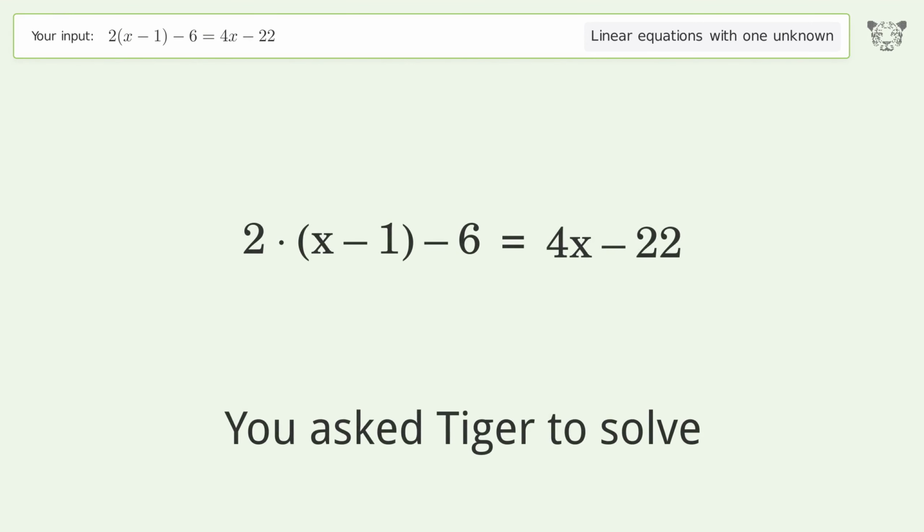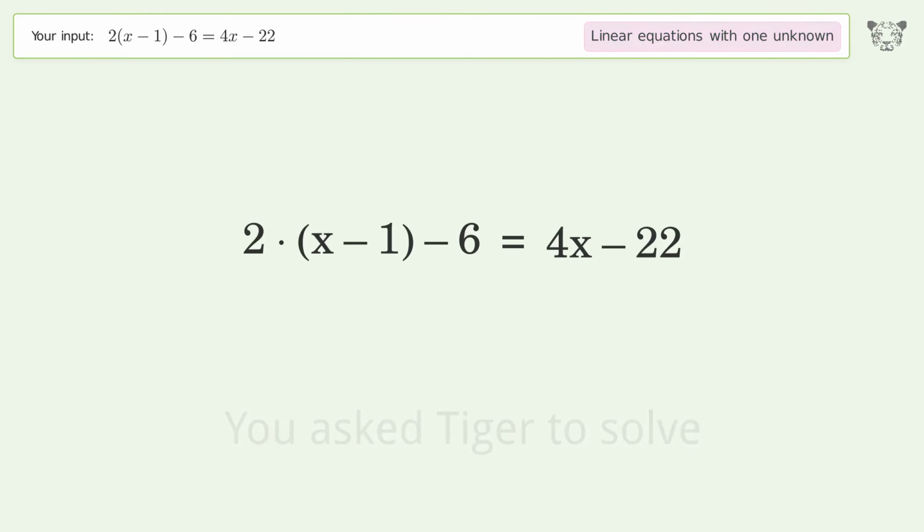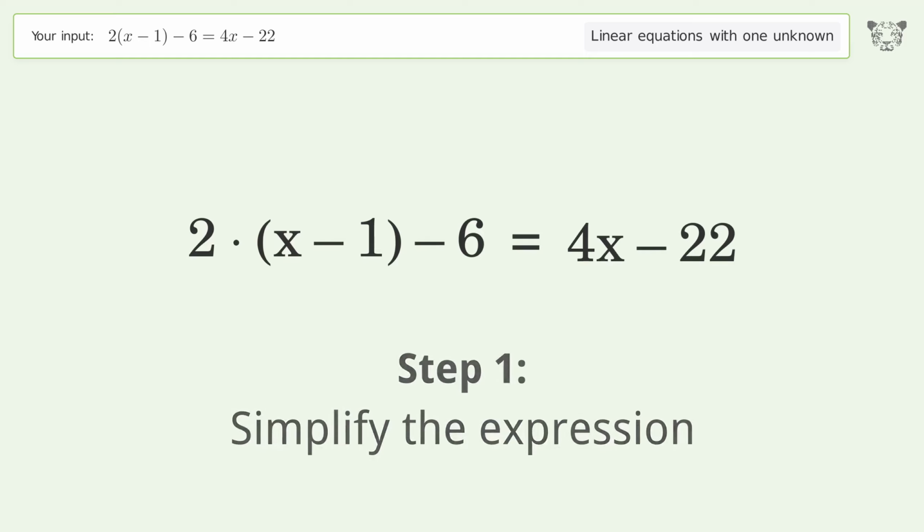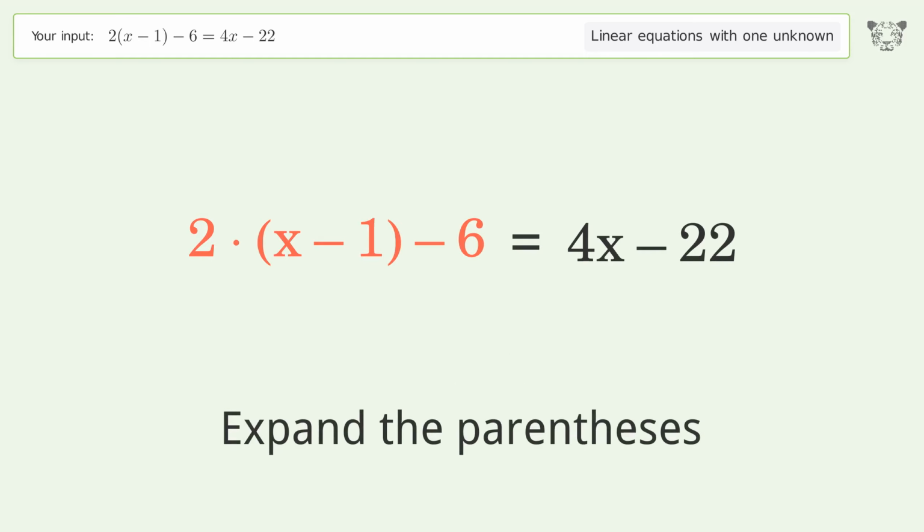You ask Tiger to solve. This deals with linear equations with one unknown. The final result is x equals 7. Let's solve it step by step. Simplify the expression. Expand the parentheses.